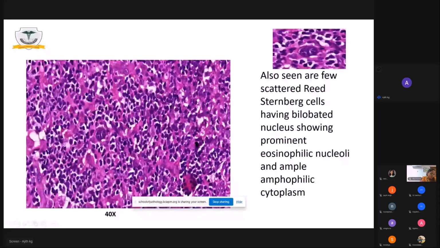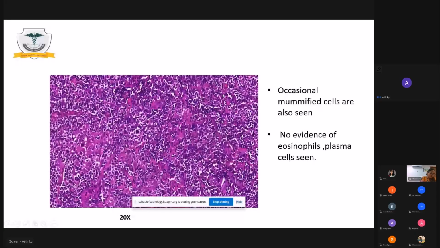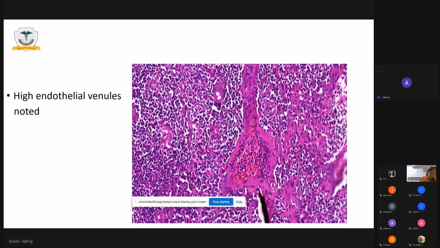And in other sections, other foci, you can see some occasional mummified cells are also seen, and there is no evidence of a polymorphic population of eosinophils. In other foci, you can see a proliferation of high endothelial venules noted here. You can see how to differentiate between high endothelial venules and normal venules.